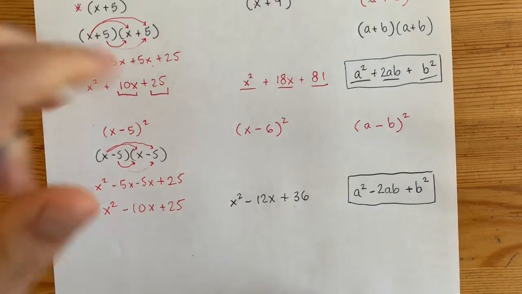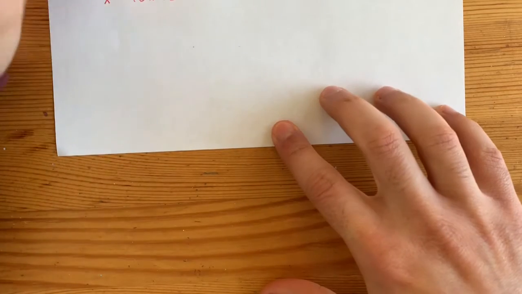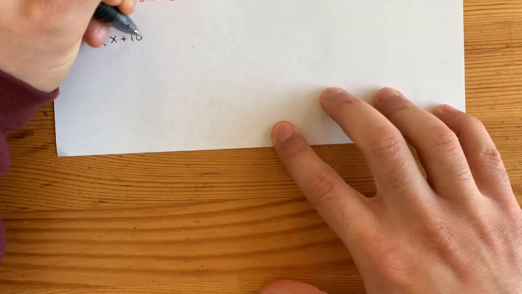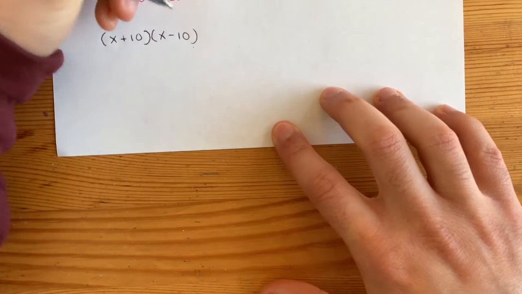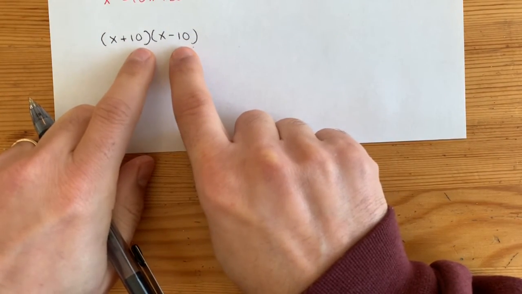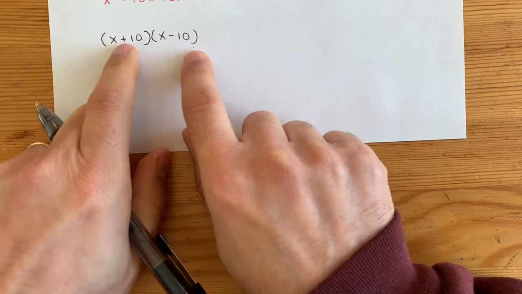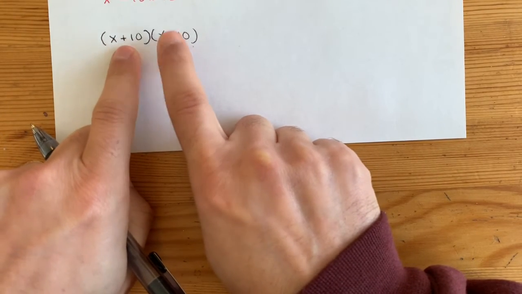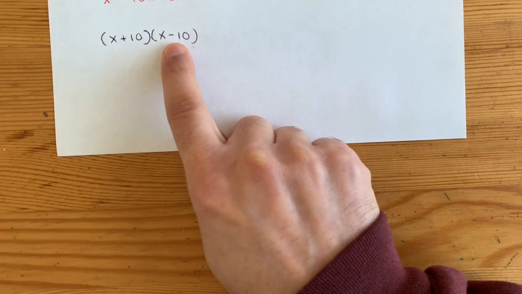Now, one other idea that we have here, which is, let's say it's not squared. This is a different scenario. Watch this. If it's x plus 10, x minus 10. Notice, I'm giving you the situation where these numbers are the same, but one's positive and one's negative. I could have put the positive here and the negative here. It doesn't matter. But the idea is these are exactly the same, but one of them's positive, one of them's negative.